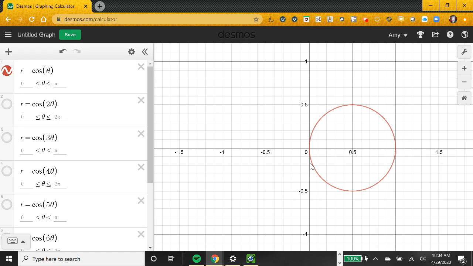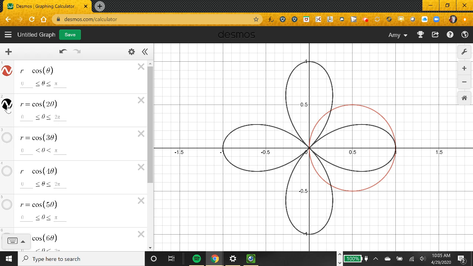Okay, but what happens if we change the period factor? Let's say instead of b equaling 1, we change the period factor, make it 2, and then the period now is 2 pi over 2, which means the period is now pi. So what happens to the graph when we do that? Well, let's see. Wow. It makes it into what we call a rose curve.